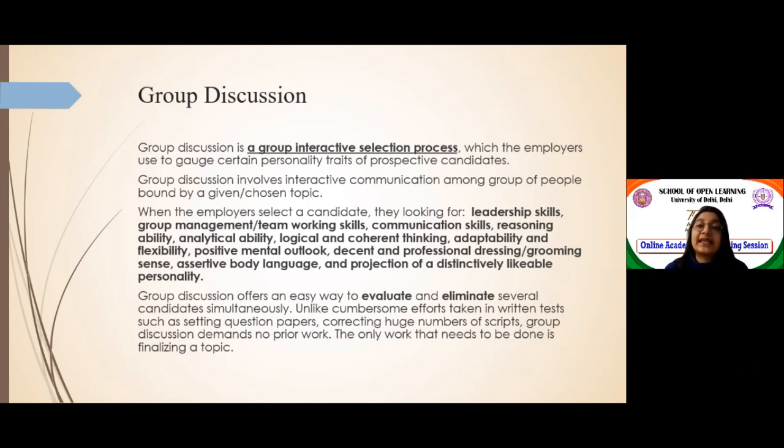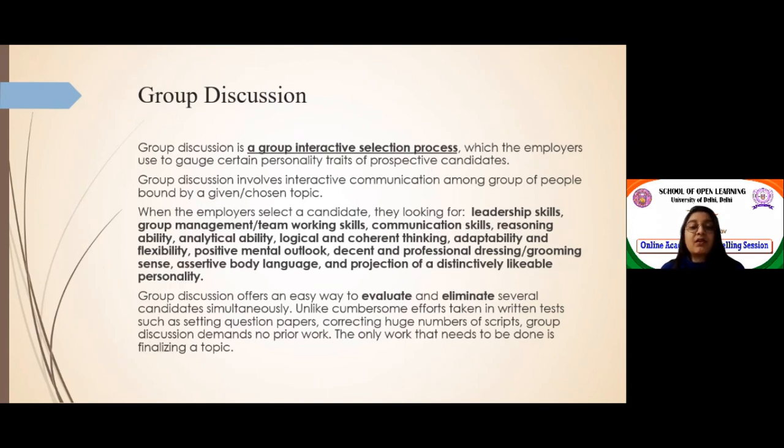When employers select a candidate, they look for leadership skills, group management or team working skills, communication skills, reasoning ability, analytical ability, logical and coherent thinking, adaptability and flexibility, positive mental outlook, decent and professional dressing, grooming sense, assertive body language, and projection of a distinctively likable personality. Right? So these are the things they want to see in their employee. These personality traits are important.